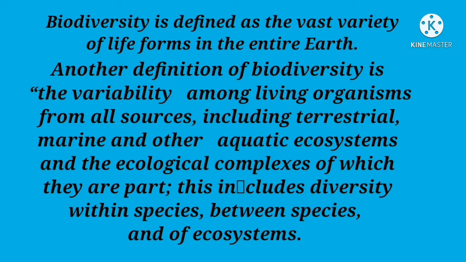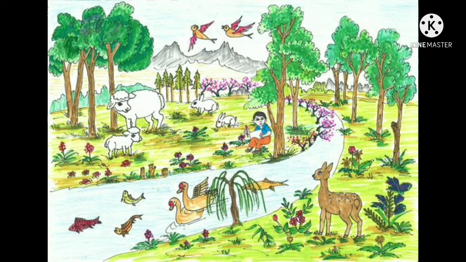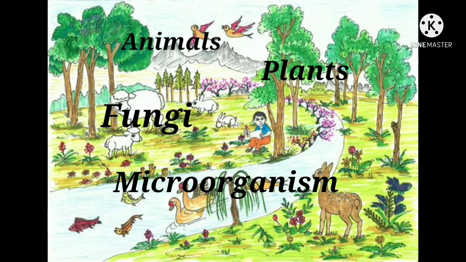Another definition of biodiversity is the variability among living organisms from all sources, including the terrestrial, marine, and other aquatic ecosystems, and the ecological complexes of which they are part. These include diversity within species, between species, and of ecosystems. It means all living things are part of biodiversity, including the animals, plants, fungi, and microorganisms.